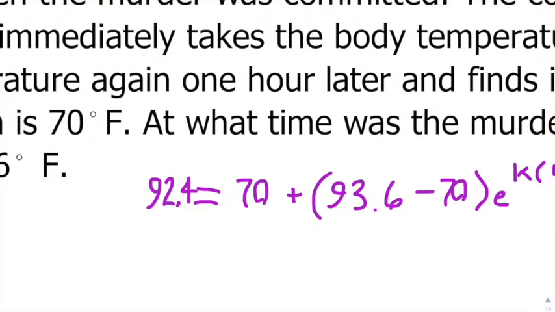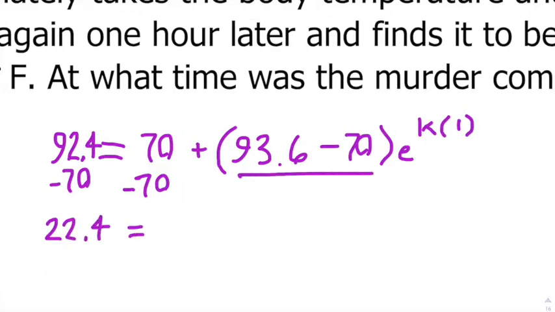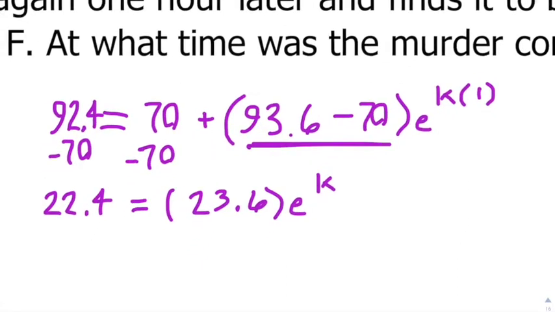Okay. So now we've got a log equation, or an exponential equation, that we're going to use a log to eventually solve for. So what I would do first here is get rid of this 70 since it's not really attached to anything. We're going to subtract 70. We get, I guess, 22.4. Okay, I guess we can simplify inside of the parentheses. So that would be 23.6. And we've got e raised to k times 1, or just e raised to k.